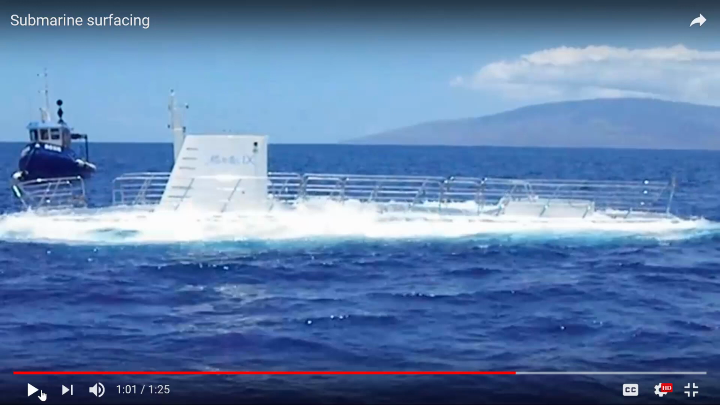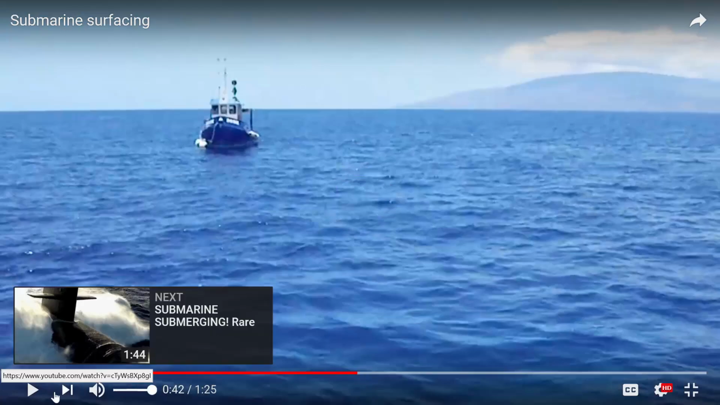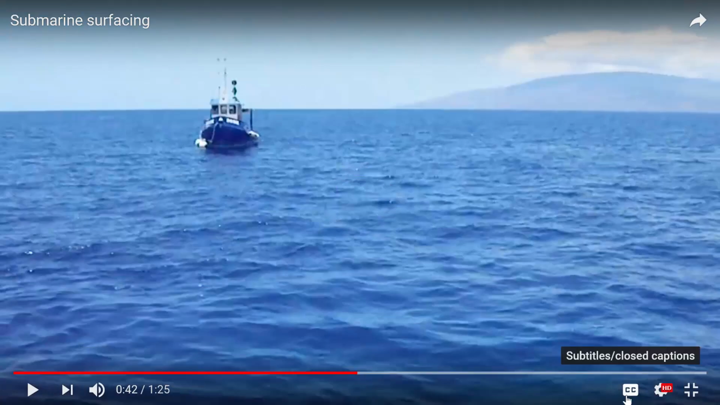Perfect. That's the perfect answer. It reached equilibrium, meaning that the gravity force, the weight of that submarine going down, is equal to the buoyant force that is lifting it up. Well, what about here? How come we don't see it at this point? Why aren't we seeing the submarine right now? It's in a different equilibrium, right?